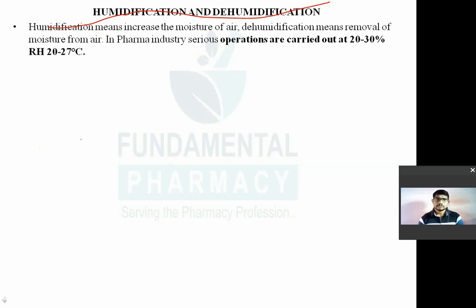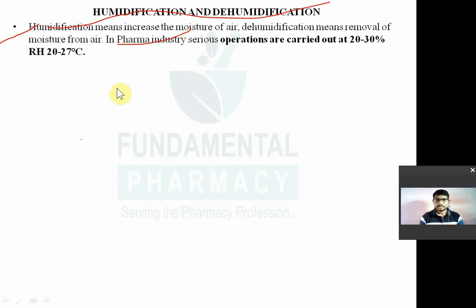Humidification means what? Humidification means an increase in the moisture of the air. Suppose you have particular air, and if you introduce a liquid into that, that means you are making humidification. So introduction of liquid into air is nothing but humidification. And dehumidification means what? Exactly opposite to that, removal of moisture from air. Removal of moisture from air is dehumidification, and introduction of moisture into air is humidification.